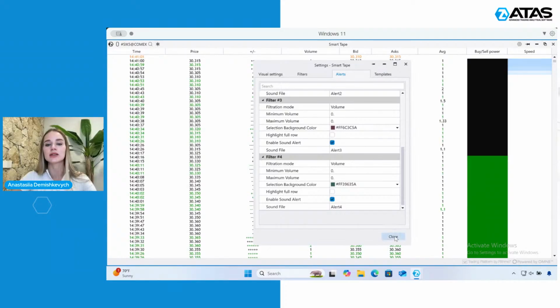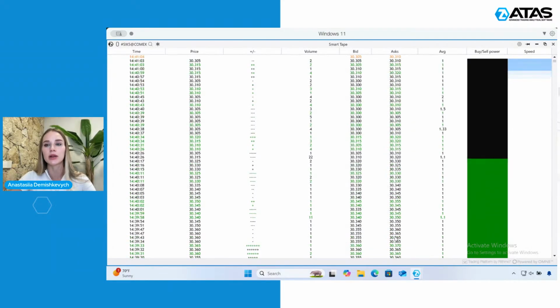And then the templates, that's where you will be able to upload and use the template that I'm going to share with you after today's webinar.